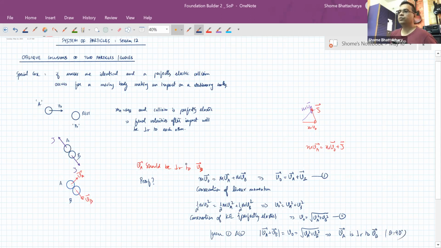So that's the proof of this theorem, and this is an important special case related to oblique collisions. Whenever the masses are equal, the collision is elastic, and a moving body hits obliquely a stationary body, they have to separate perpendicularly to each other. That means after impact, they will be moving along lines which are mutually perpendicular. A will be going off like this, and B will be going off like this, at 90 degrees to each other. Just make a note of this, it is an important theorem. You can get direct questions based on it, and to solve them you should know this beforehand.